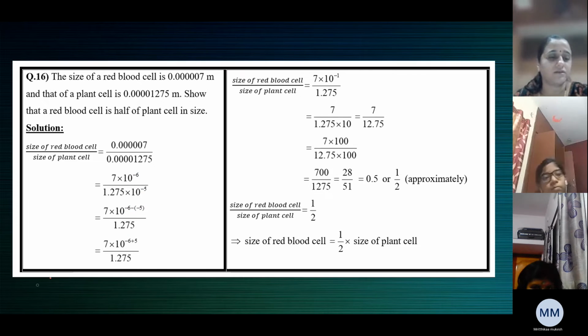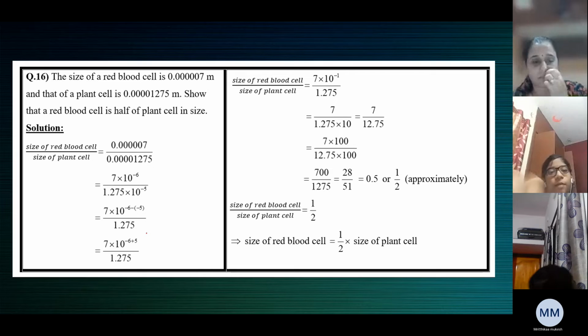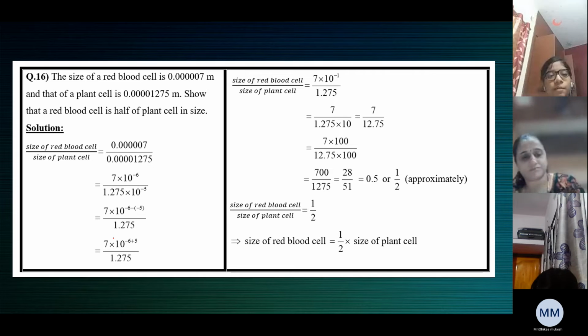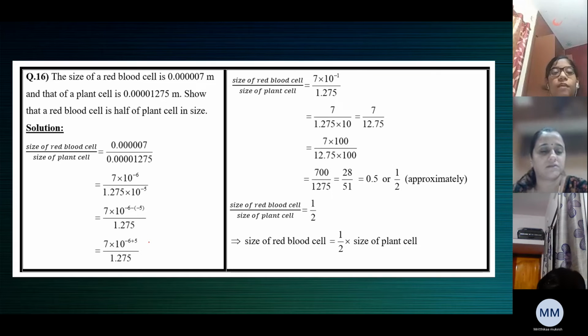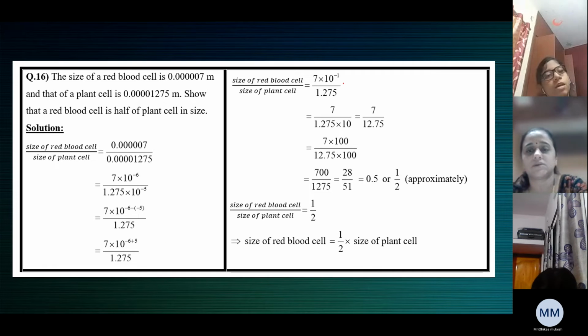Yes, continue, Swati. Yes, ma'am. And minus into minus is plus, ma'am. So it will be changed to addition, ma'am. So 7 into 10 minus 6 plus 5, ma'am. So we need to subtract, ma'am. So minus 6 plus 5 is minus 1, ma'am. So 7 into 10 raised to the power minus 1 divided by 1275, ma'am. Correct. Till here is fine.